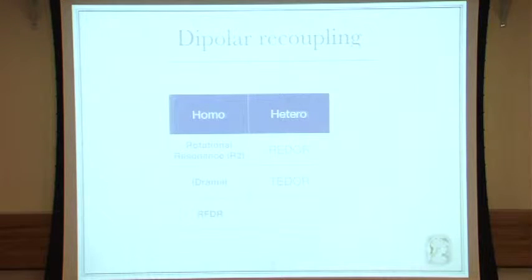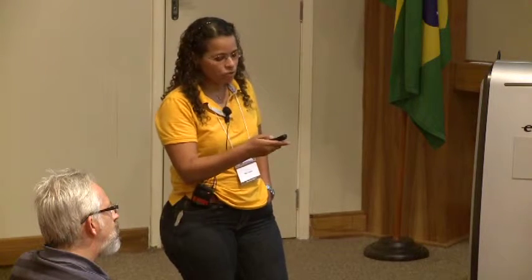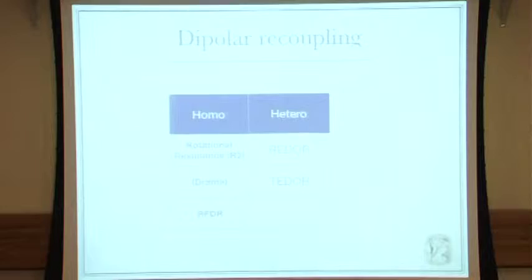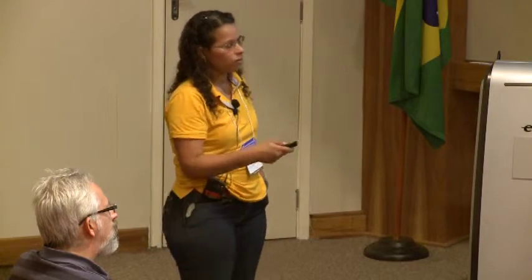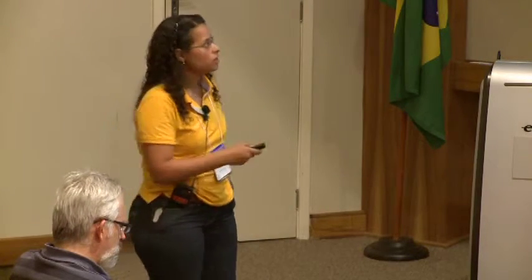I need, at the time that I want, to get back the information concerning the pole-pole interaction. So we have several homonuclear dipolar recoupling methods, like rotational resonance. This will happen every whole rotation of the rotor. For instance, if I'm using MAS of 5 kilohertz, every 5 kilohertz I have one rotational resonance.